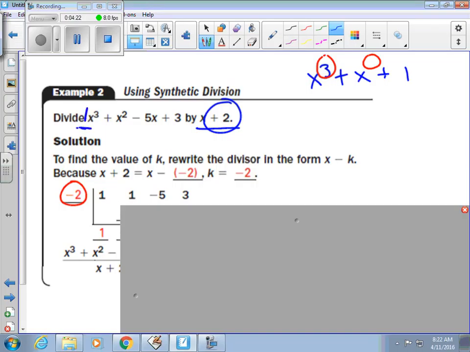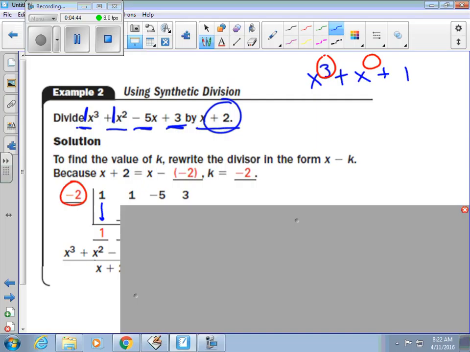That one's 1, this one's 1, this one's negative 5, and this one's 3. So that's where those numbers come from: 1, 1, negative 5, and 3. So the first thing you do is you take that first coefficient and you just bring it straight down. Notice nothing changes between the top and what's underneath that box.